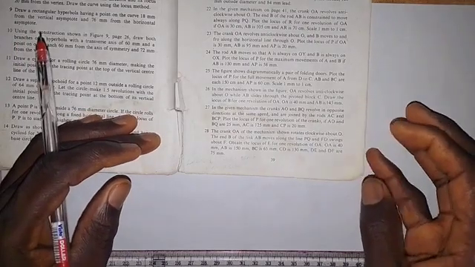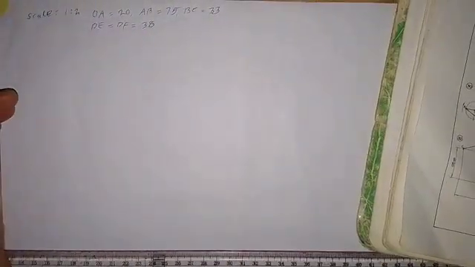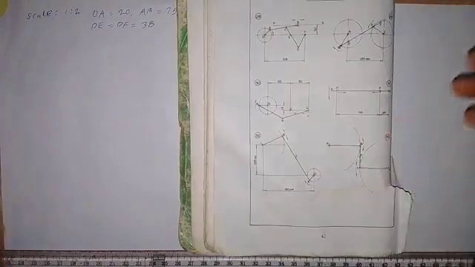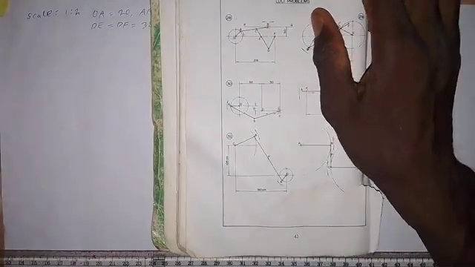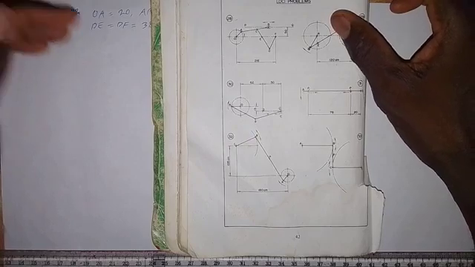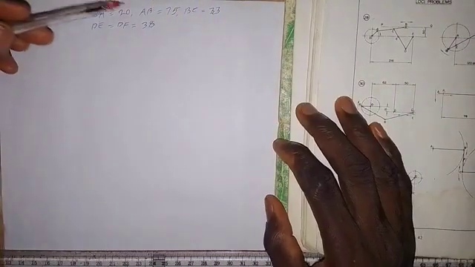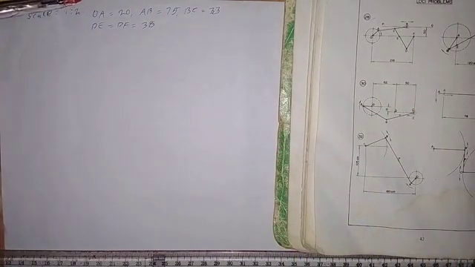Based on what we have here, the dimensions are somewhat large, so I'm going to divide each of the dimensions by 2. That means I'm going to use a scale of 1:2. On this paper I've written the dimensions, dividing each dimension by 2.